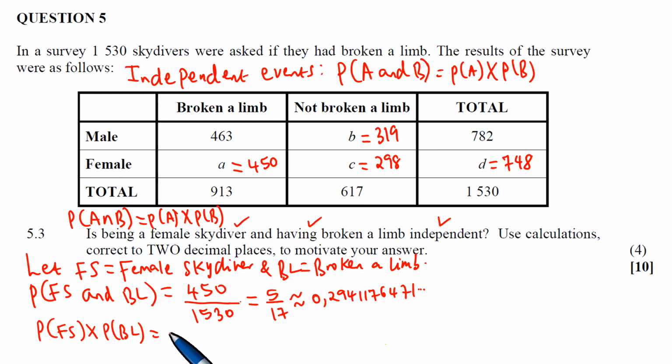Right, so what is all this here? The probability of a female skydiver. What is the probability of picking a female skydiver? The probability of picking a female skydiver, either broken a limb or not broken a limb, is 748.